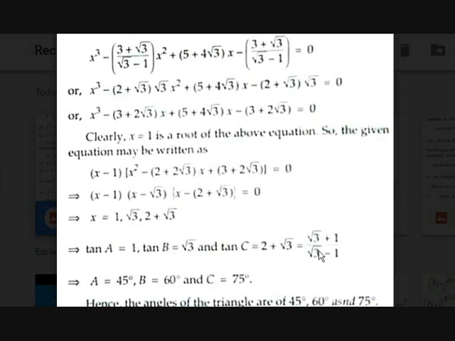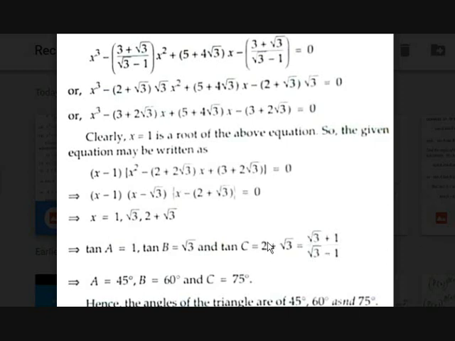But there doesn't seem to exist any tan value for 2 + √3. But it exists. And 2 + √3 is the tan value of 75 degrees. You may not know that tan 75 is 2 + √3. You may know that tan 75 is (√3 + 1)/(√3 − 1), right?